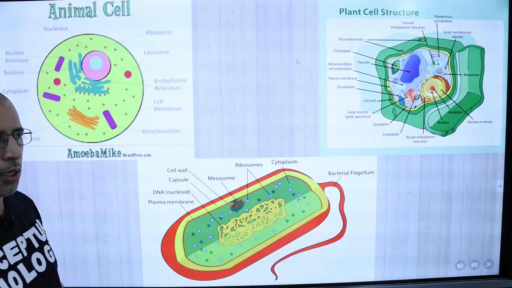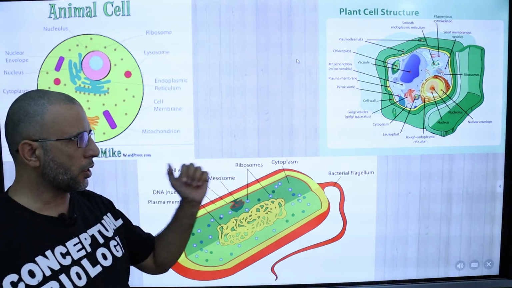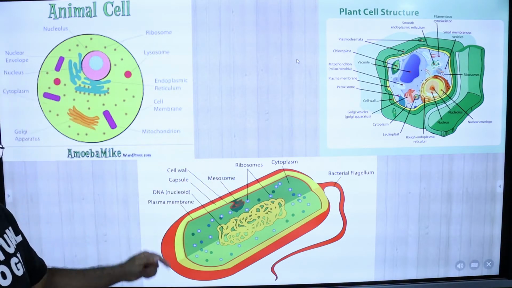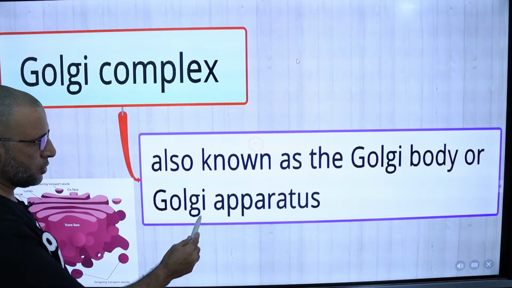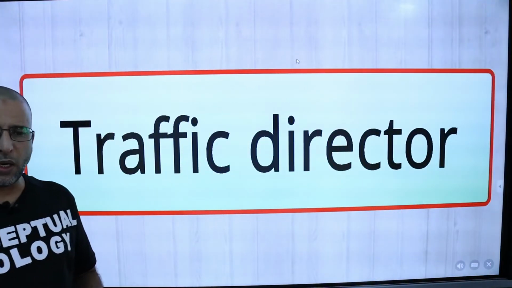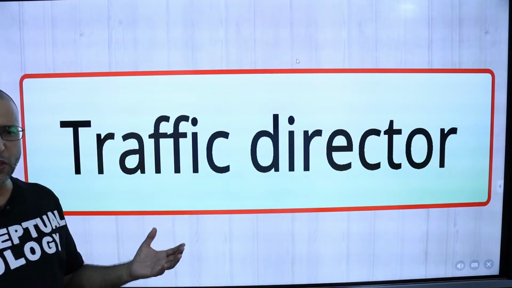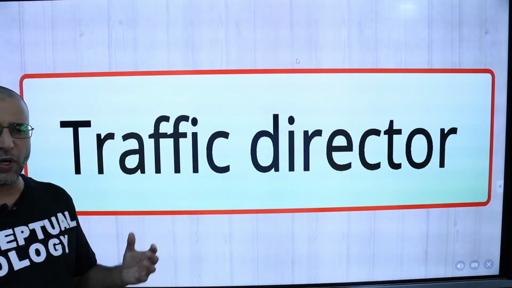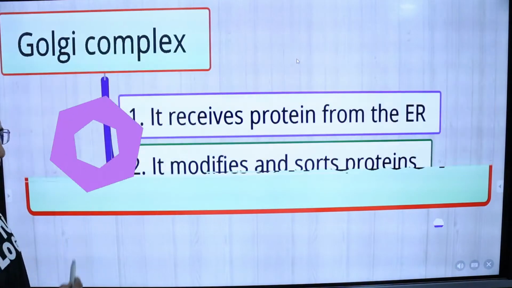Golgi complexes are present in eukaryotes like animal cells and plant cells. They are absent in prokaryotes like bacteria. Golgi complex is also known as Golgi body or Golgi apparatus. Golgi complexes are called the traffic director for cellular proteins, a packaging and distribution center for specific destinations like lysosome formation.